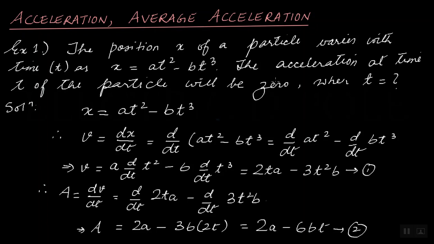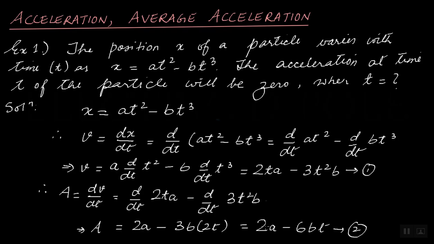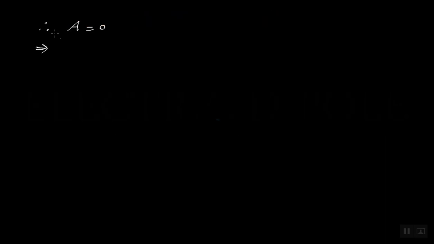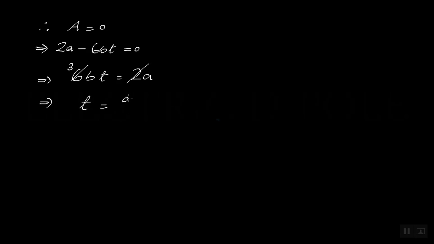Okay. Now the question says, at what time will the acceleration be 0? So what we need to do is we will just equate this to 0 and then we'll find the value of t. All right, so let me do that in the next page. So therefore, acceleration is equal to 0, which means that 2a minus 6bt is equal to 0. So 6bt is equal to 2a. This and this will cancel. I get 3 out here. So t here will be a by 3b. That is the answer.